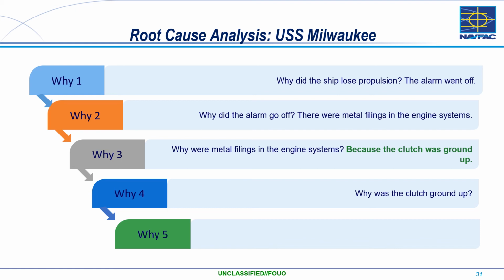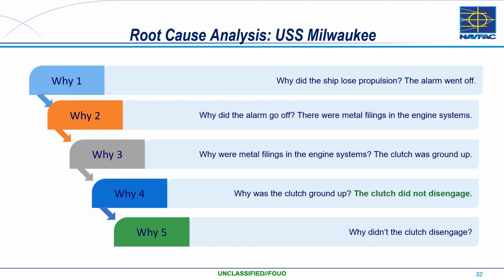And now, moving on to our last question. The next question is, why did the clutch not disengage when it should have? And the answer here is going to give us the root cause. So drum roll here. And the answer is because there was a timing issue with the gearing system. The software did not tell the system to declutch properly. So right here we have the root cause of our problem, a timing issue with the software.